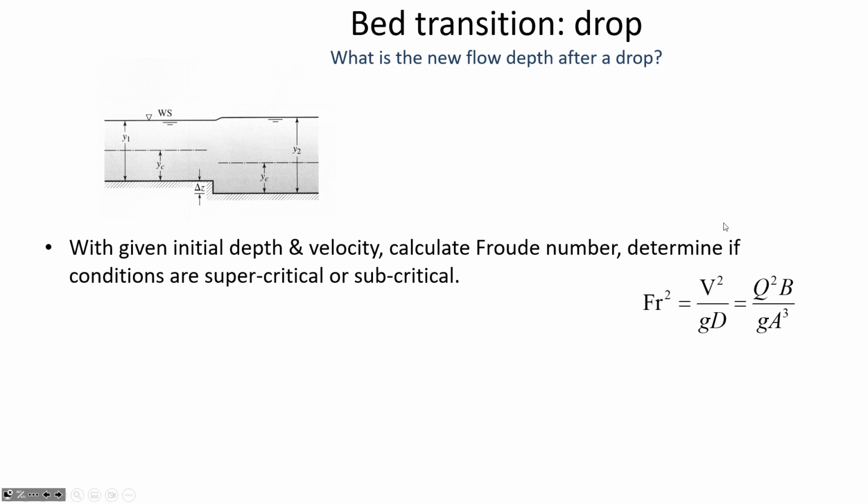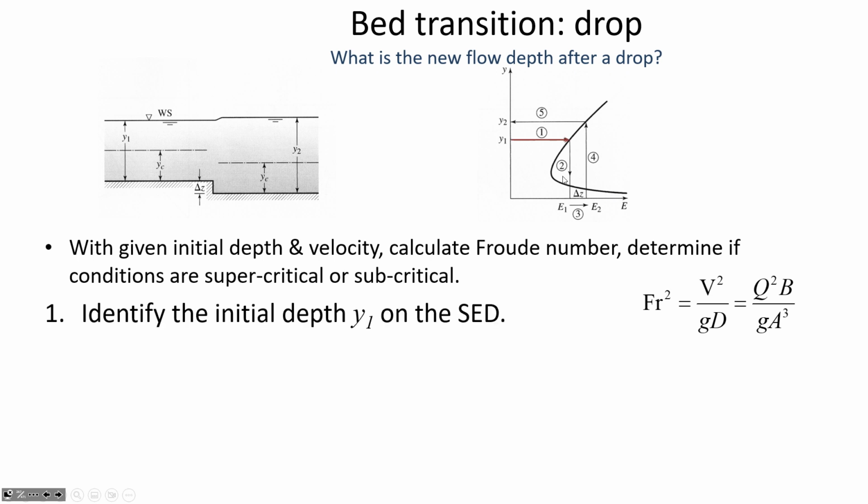Or you can calculate the Froude number upstream. But we need to know at location 1 whether conditions are sub or supercritical. Now, here is the specific energy diagram, and our book has this information in it, but I'm going to walk you through the steps of what we do when there's a drop and how we use the specific energy diagram to tell us the new depth downstream.